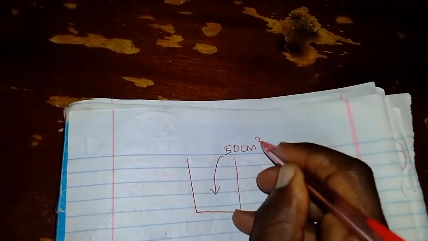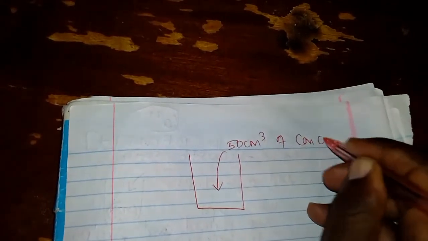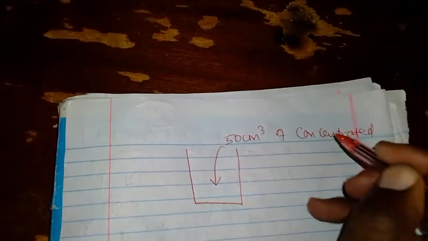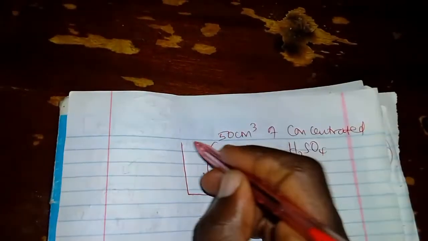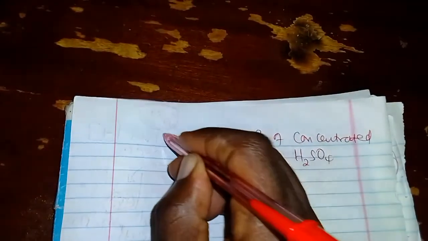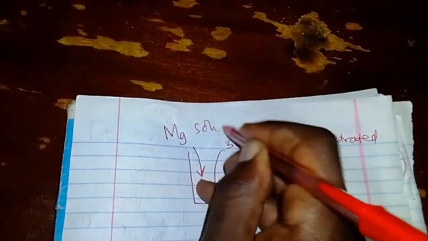Again, I've gotten a question that touches on a practical that was done, and it borrows some knowledge from the topic called enthalpy changes of formation. Imagine I've been given a beaker and they have placed here 50 cm³ of concentrated sulfuric acid, and they add some solid, let's say magnesium.